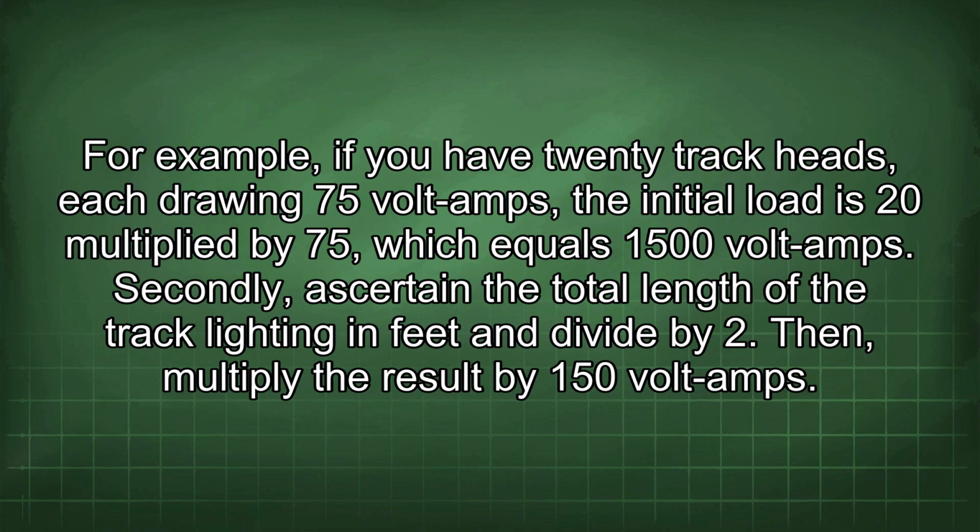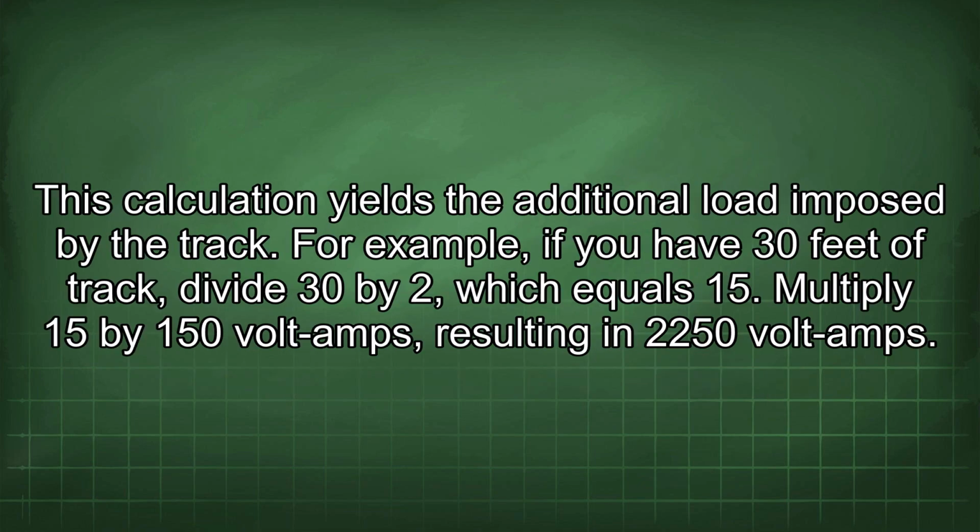Secondly, ascertain the total length of the track lighting in feet and divide by 2. Then, multiply the result by 150 volt amps. This calculation yields the additional load imposed by the track. For example, if you have 30 feet of track, divide 30 by 2, which equals 15. Multiply 15 by 150 volt amps, resulting in 2250 volt amps.